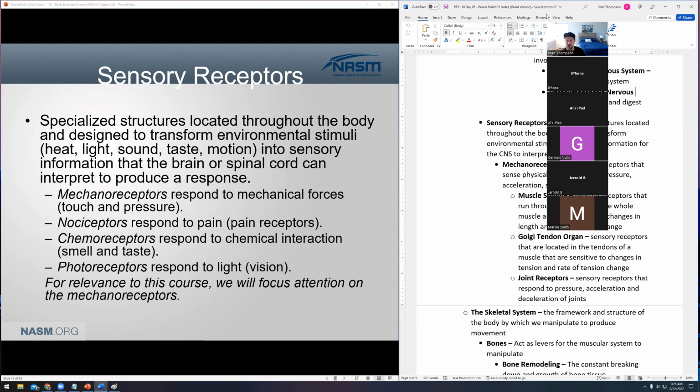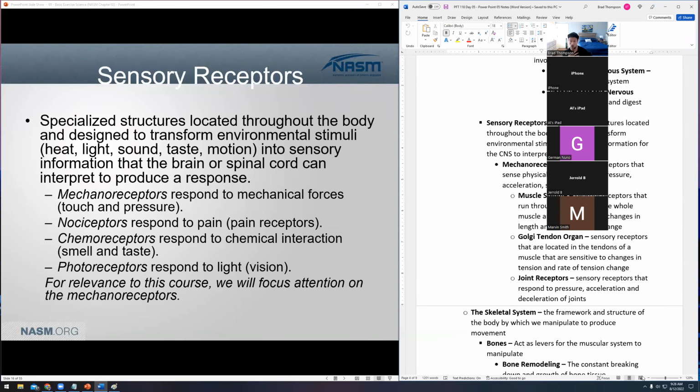And then you've got photoreceptors. These are kind of fun. These are the ones in our eyeballs. Photoreceptors are basically looking at different wavelengths of light to tell if something is light or dark, or red or blue or green. And it uses any combination of those three. So there are a lot of different receptors out in the body.